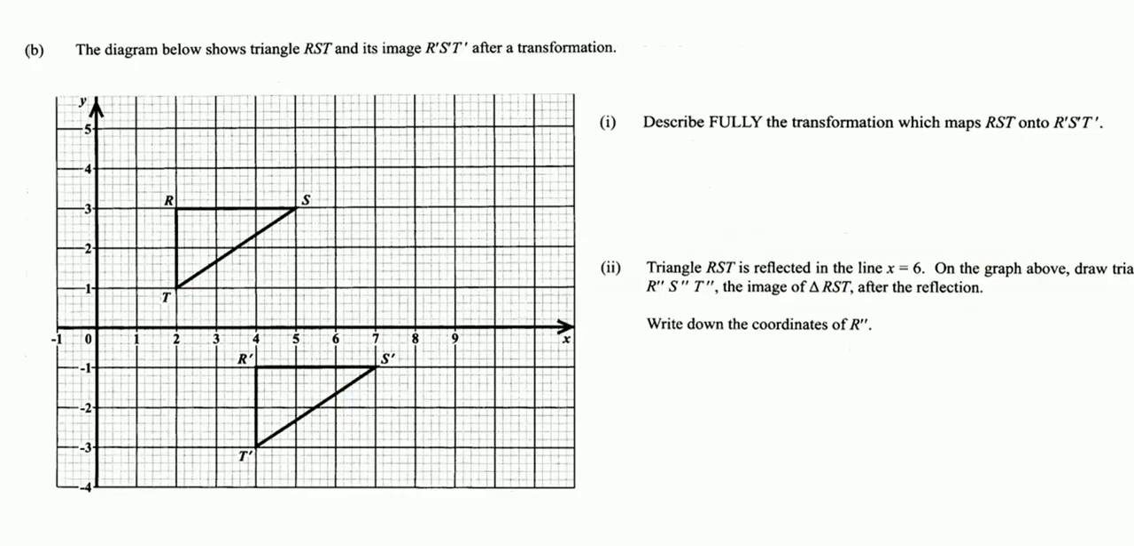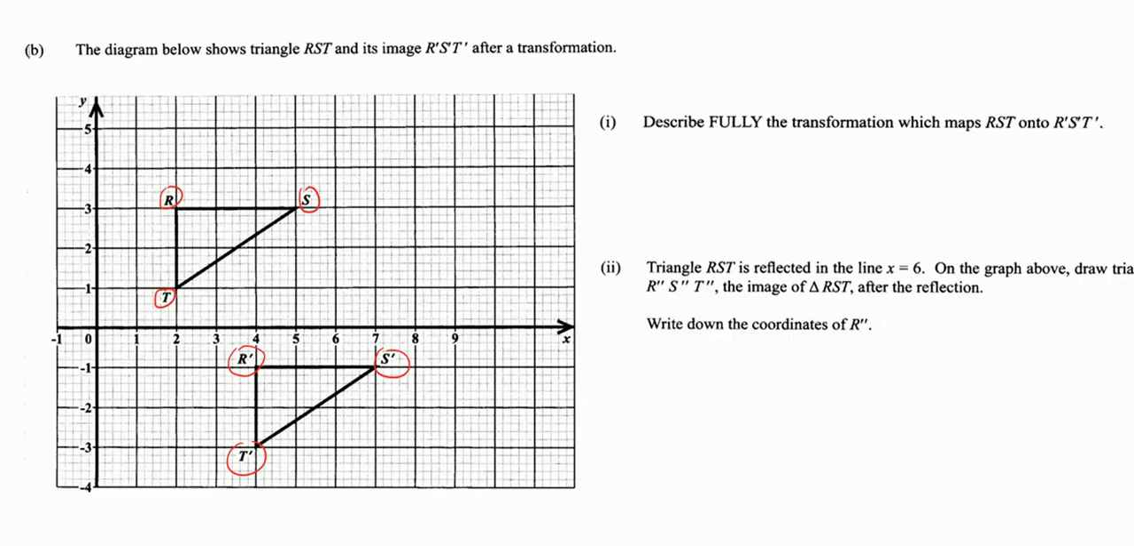Now let's look at the next part of the question. We have a transformation here. So first part, we have triangle RST, and it undergoes a transformation, and it ends up at R prime, S prime, and T prime. Describe fully the transformation that maps RST to R prime, S prime, T prime. So we know that it is not an enlargement because the two images are the same. We know that it's not a rotation because the triangles have the same orientation. So it could be a translation.